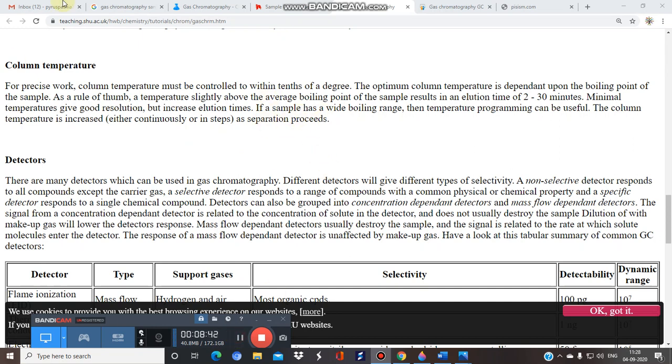And if a sample has a wide range of boiling points, suppose it has constituents of different boiling ranges, then temperature programming is used. This is a very important, crucial step for the column, that is, the temperature programming of the column, or you can say the oven.